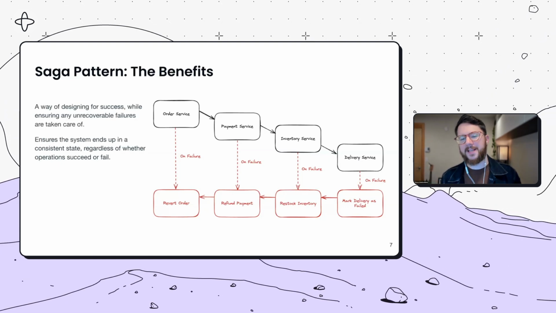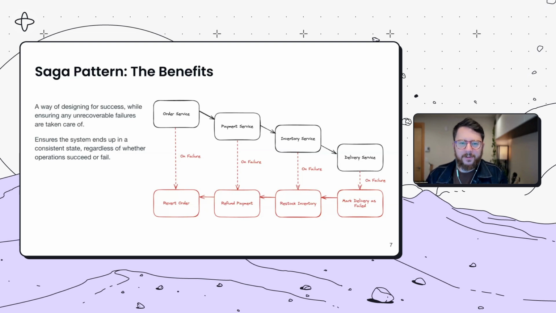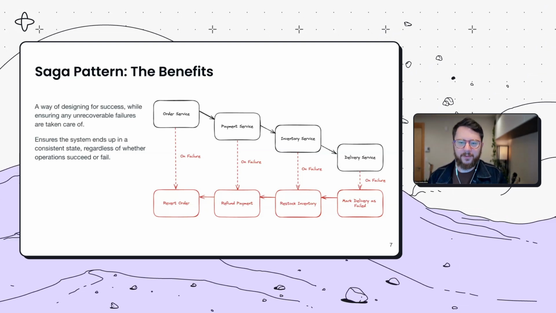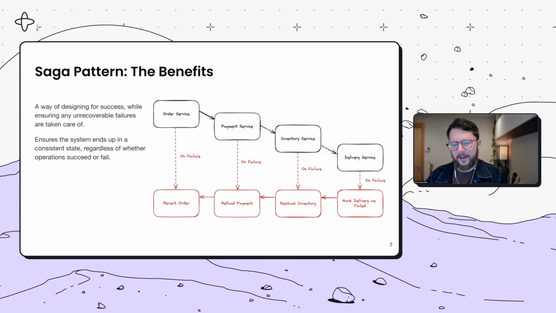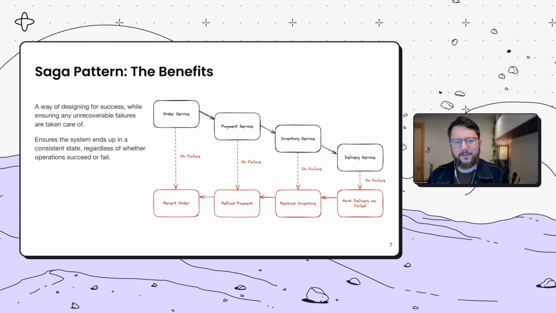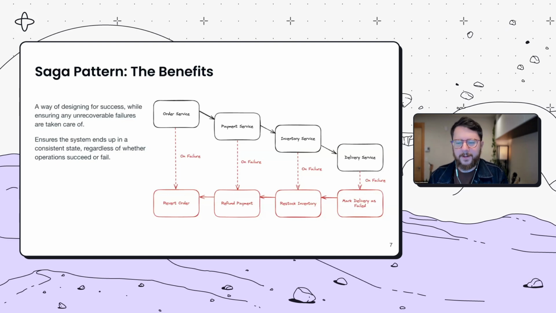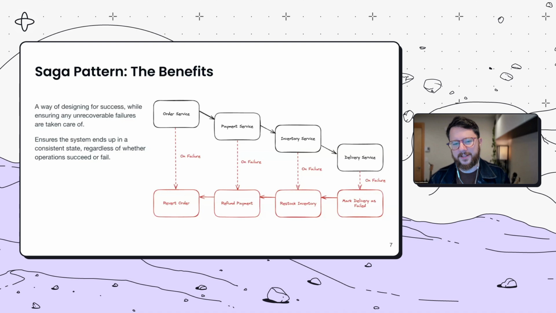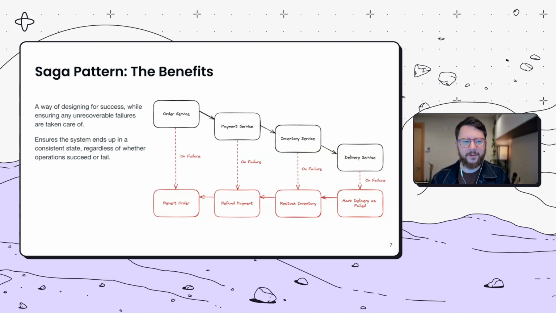And so why Saga to achieve this? Well, it's a way of designing for success. So you're coding really for your happy path up above. You're coding for things to go right, but you want to make sure that any unrecoverable failures are compensated for. In other words, are taken care of. And the reason for that is you want your system to end up in a consistent state, regardless of whether these operations succeed or fail.